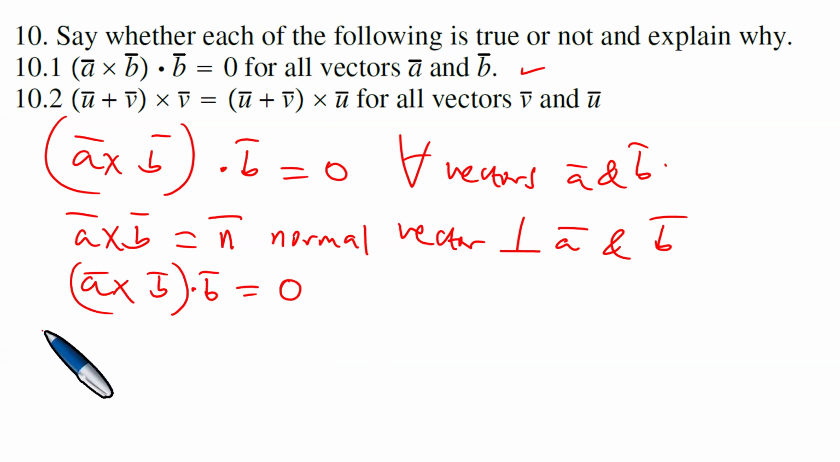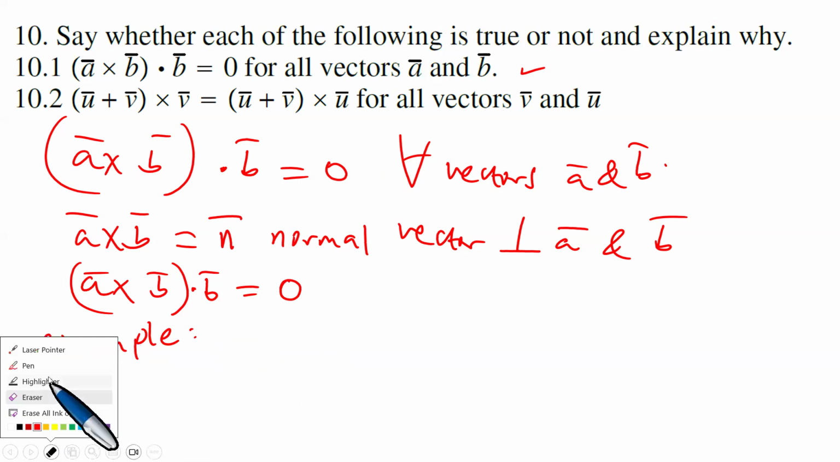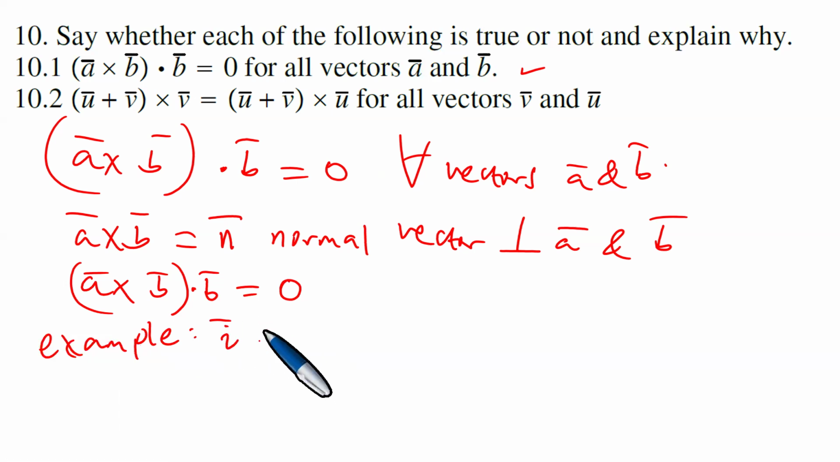Okay, this is exactly what one can say, but you can do an example. Okay, an example doesn't prove something in general. An example does not prove anything in general. Right, there are many ways to demonstrate, but let's just do an example. An example would be, for example, I cross J dot J.